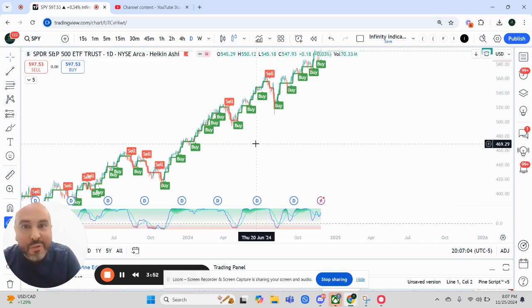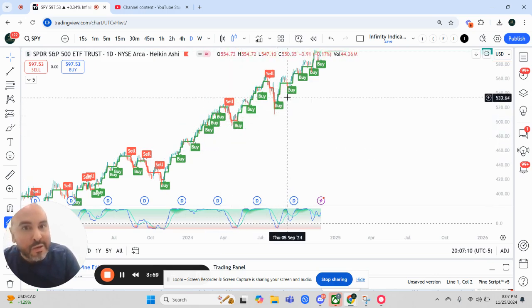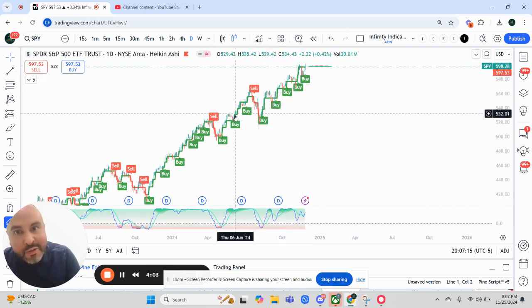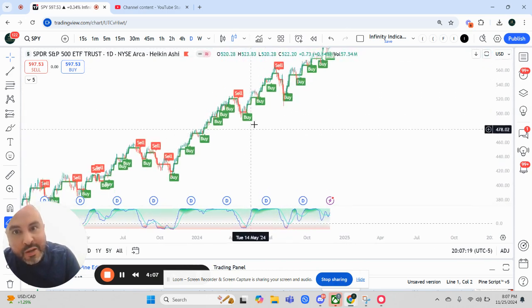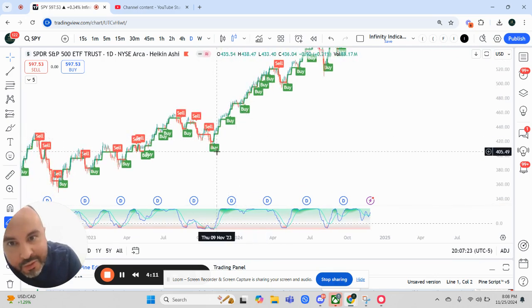Essentially what I'm telling you is you can just use the infinity indicator for long-term trades. This is why it's an over 90% win rate. You can see all these are winners. Every single trade right here is a winning trade. Every single one.